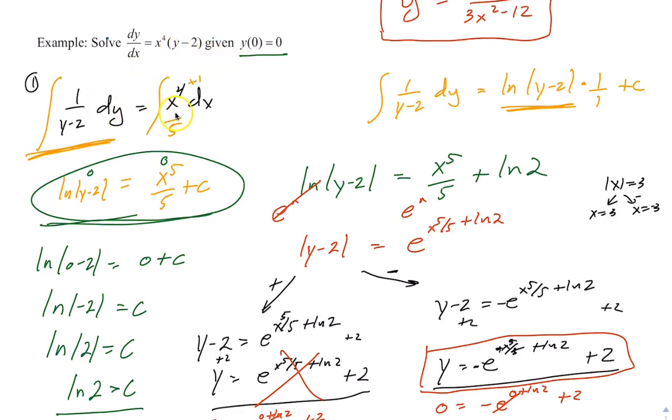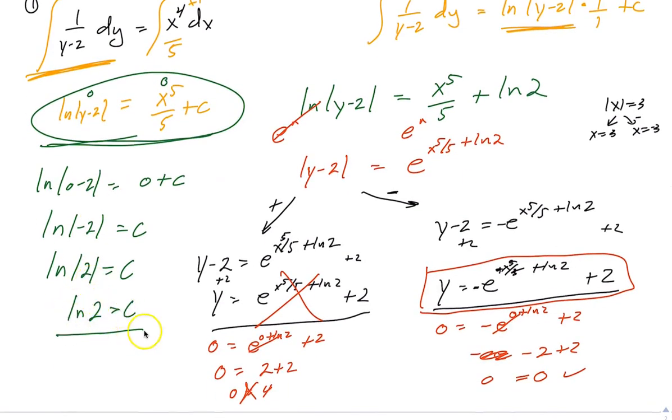Step 1, separate it. Step 2, just integrate both sides. If you do that correctly, you have a plus C on one side. So what do you do after that? Plug your initial condition in to find your C. So plug in 0, 0. I got C equals natural log 2. Once you find your C, go back and plug it into your equation. So I got that right here in green.